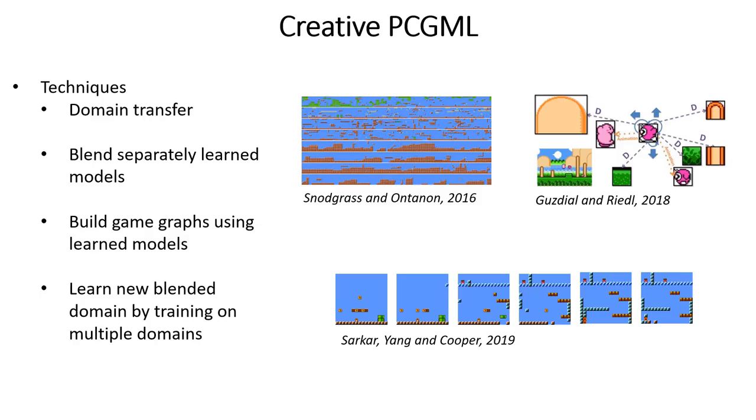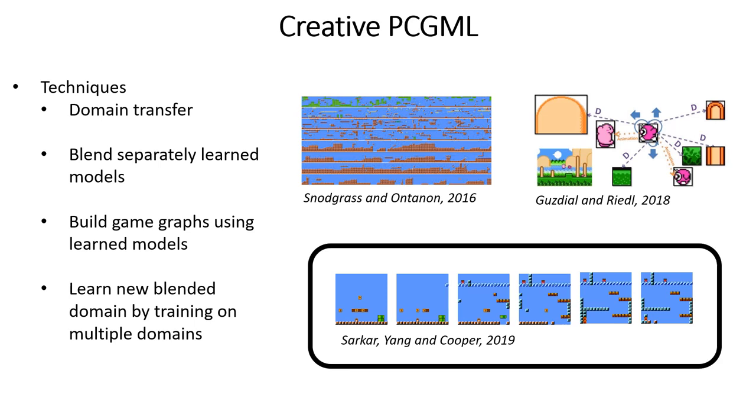Our work continues a recent trend of a more creative form of PCGML that focuses on learning models capable of generating content outside of the domain used for training. We've seen several techniques for this, such as domain transfer, blending separately learned models, and building game graphs using learned models of different games. But the prior approach we specifically build on is learning a new blended domain by training a latent variable model, like a variational autoencoder, on multiple domains simultaneously.